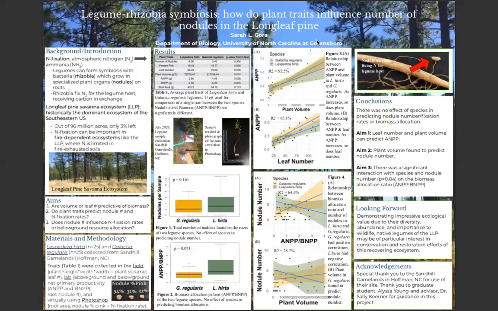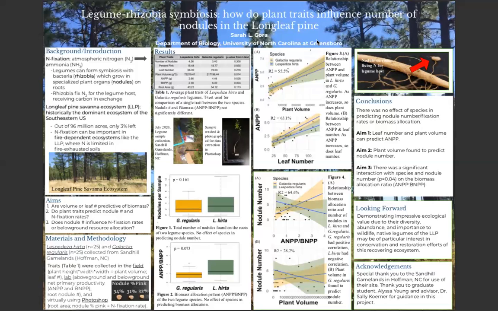I sampled 2 common and dominant legumes of the longleaf pine. I collected 25 plant samples of each species in the Sandhill Gamelands in Hoffman, North Carolina in July of 2020. Table 1 shows the plant traits I collected. In the field, I collected leaf number and plant volume.